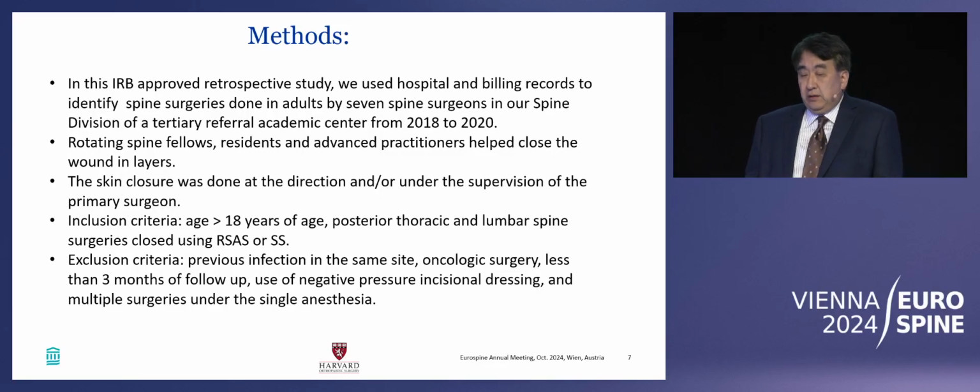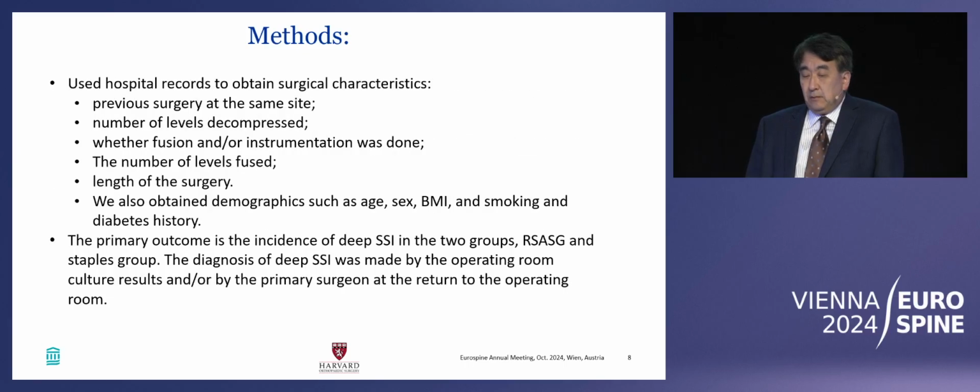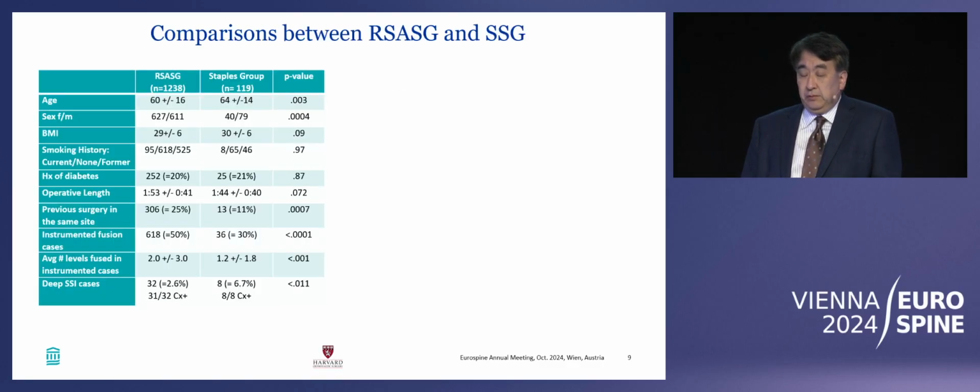Inclusion criteria were age greater than 18, and posterior thoracic and lumbar spine surgeries closed using subcuticular sutures or staples. Exclusion criteria were previous infection in the same site, oncologic surgery, less than 3 months of follow-up, use of negative pressure incisional dressing, and multiple surgeries under a single anesthesia. The primary outcome was the incidence of deep surgical site infection in the two groups, and the diagnosis of the infection was made by cultures taken in the operating room or by the primary surgeon at the time of the return to the operating room.